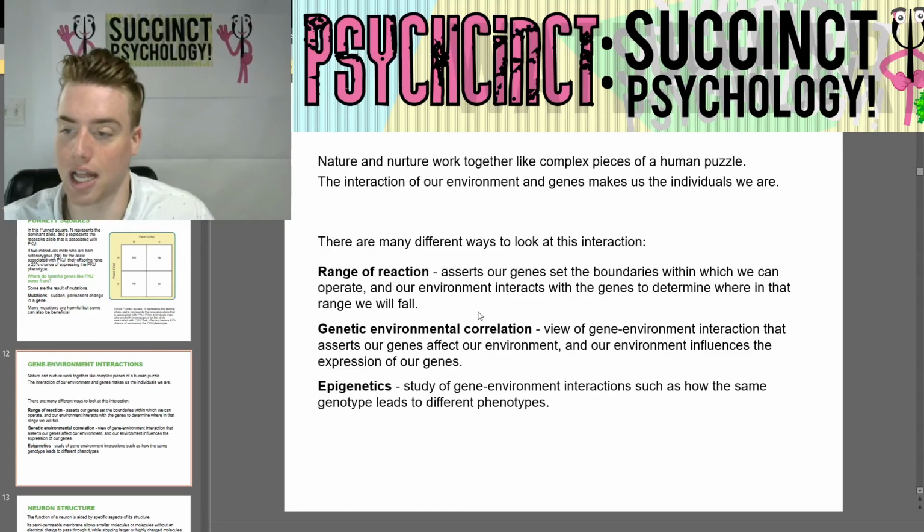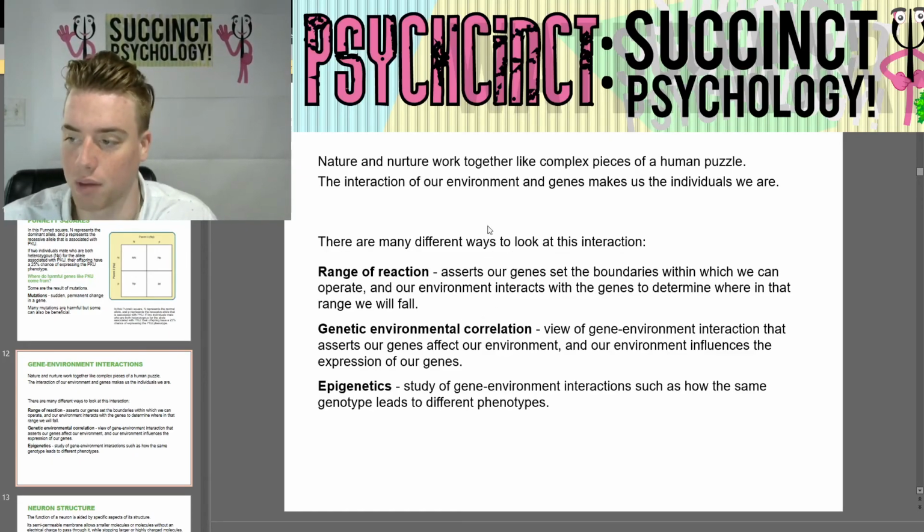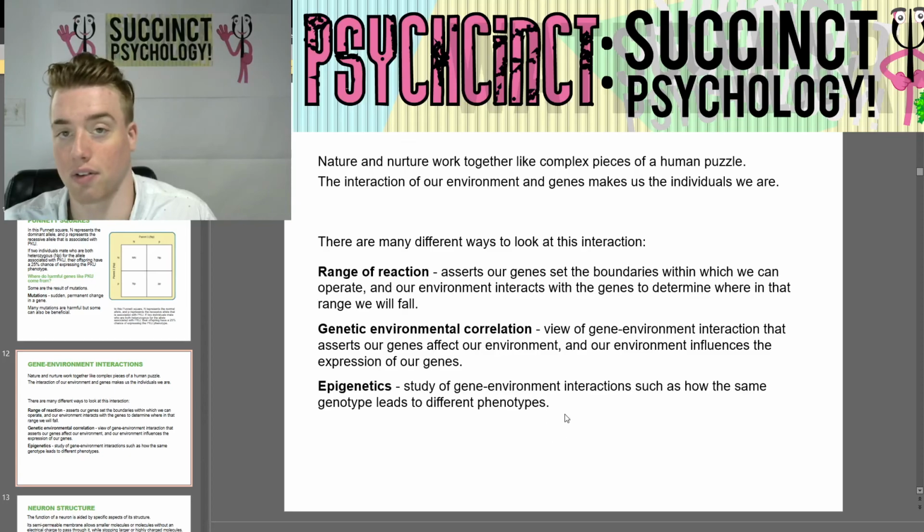Then we have genetic-environmental correlation, which is a view of gene-environment interaction that asserts our genes affect our environment, and our environment influences the expression of our genes. And then we have epigenetics, which is a study of gene-environment interactions, such as how the same genotype leads to different phenotypes. We will stop there for today.